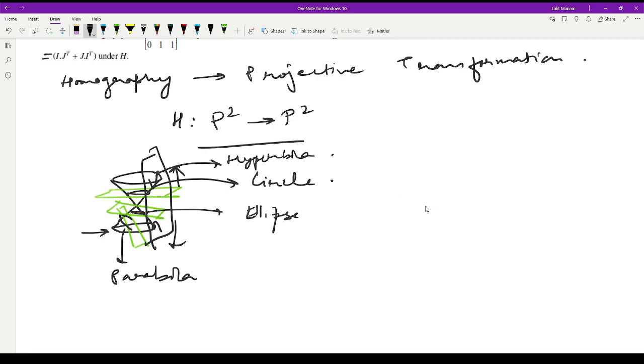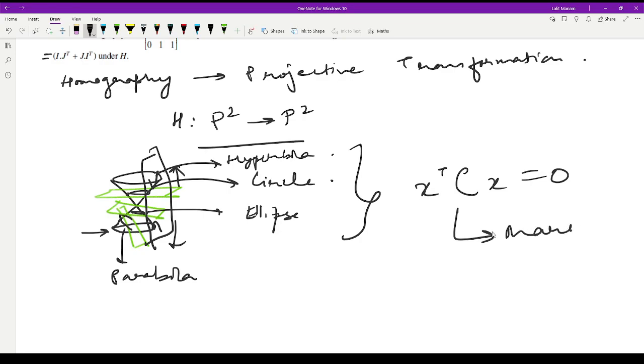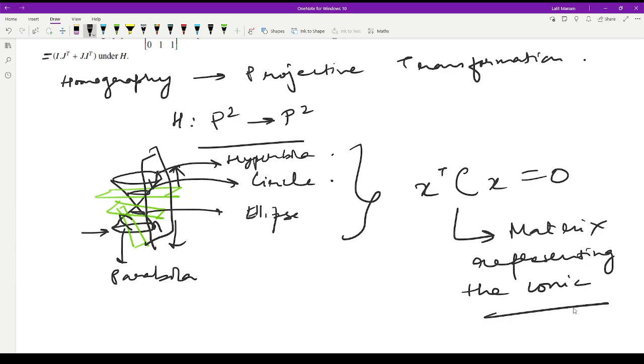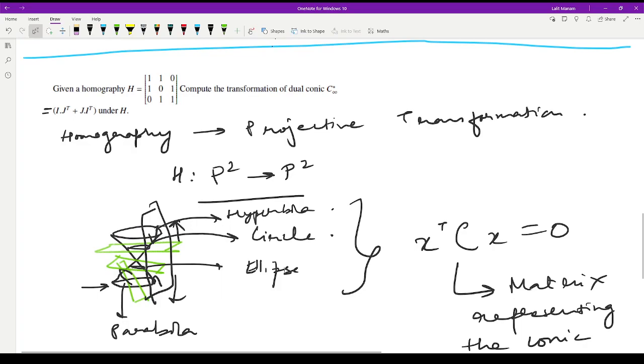So these are all represented in a single fashion, which is x transpose Cx equals 0, where the matrix C is a matrix representing the conic. Based on the values of C, you will represent the conic, and based on the dimension, you are either in 2 dimensions or 3 dimensions, or even higher. Okay, fine. So we'll come back to the question.